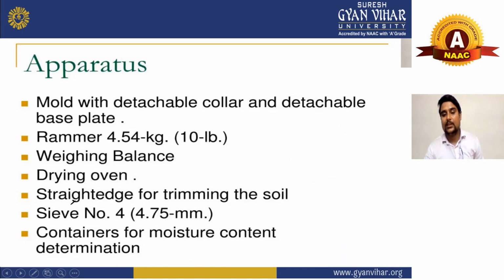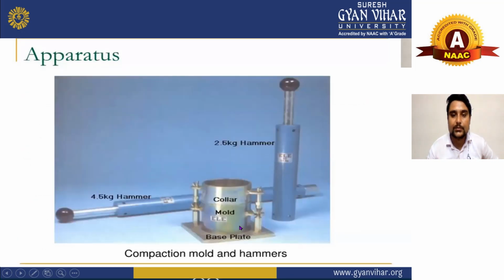Next is a straightedge for trimming of the soil. Sieve number 4 is here, 4.75 millimeter, and a container for moisture content determination is given. You have to take the weight of it. Now we will again see the same apparatus we are using here for the modified Proctor test also.